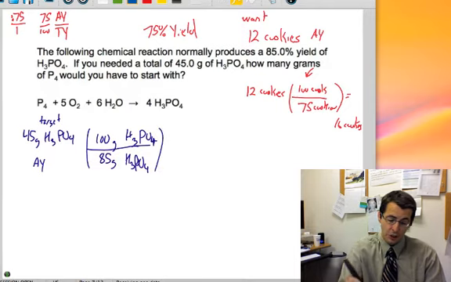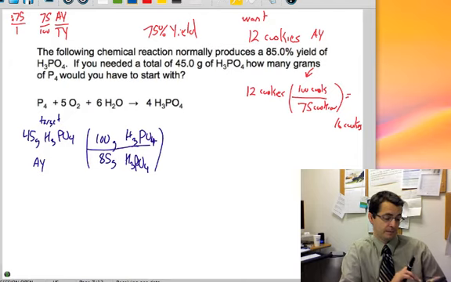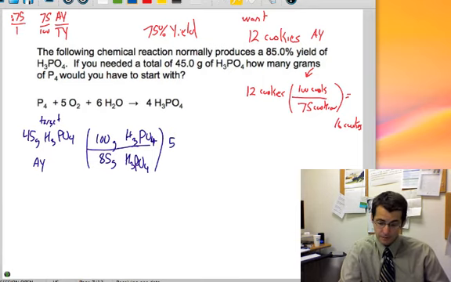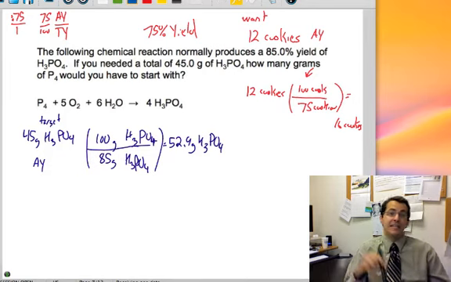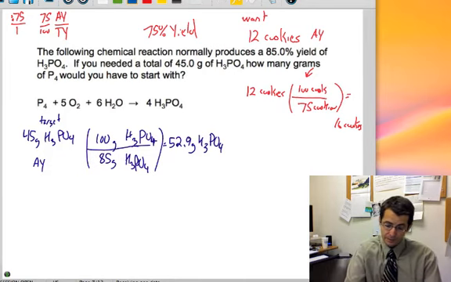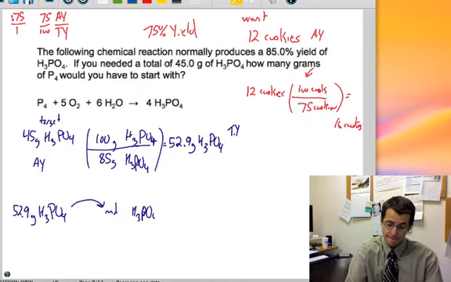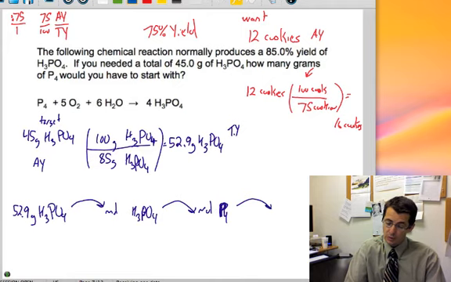So rather than shooting for 45, what I need to shoot for is 52.9. I need to set up my calculation such that rather than aiming for 45, I aim for 52.9. And so that is the theoretical yield that I'm shooting for, 52.9 grams of phosphoric acid. And then let's convert our grams of phosphoric acid into moles of phosphoric acid, and then use the moles of phosphoric acid to figure out the moles of P4 that I need to start with, white phosphorus or red phosphorus, and then convert that into grams of P4 using the molecular weight.